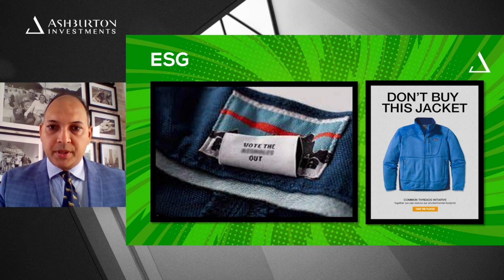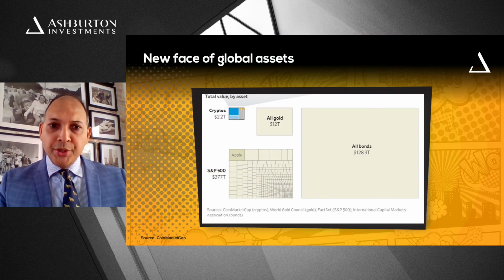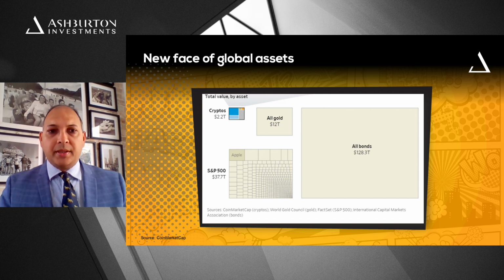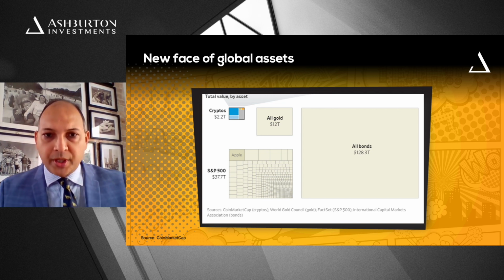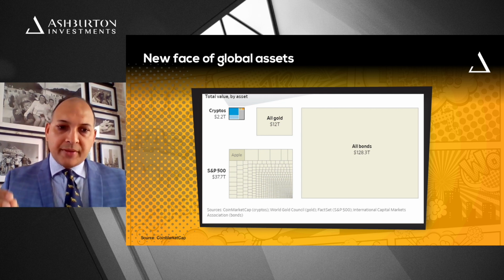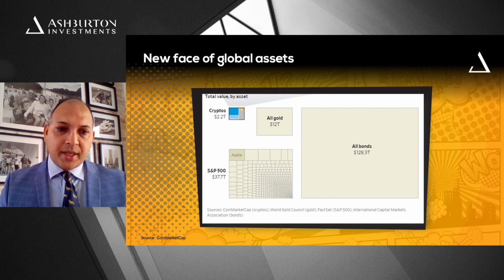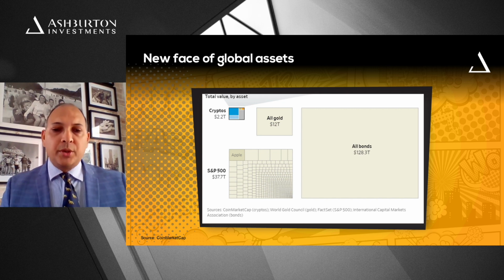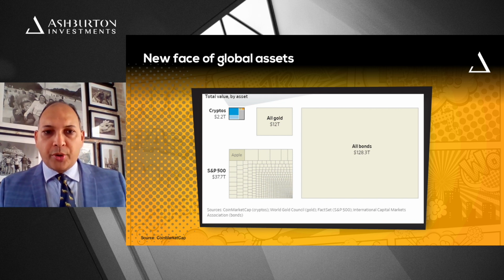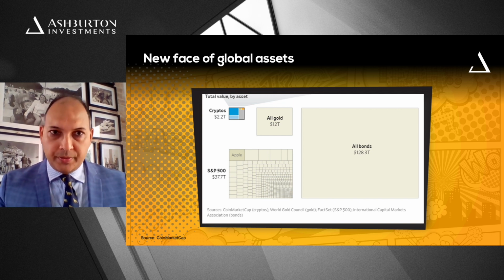So the new face of global assets, you might think, cryptos, $2.2 trillion. But ask yourself this question, would you rather have 6% of all the companies in the S&P, or the whole crypto asset class, or 20% of all the gold mines in the world, or own all the cryptocurrency in the world? I know what I would choose.